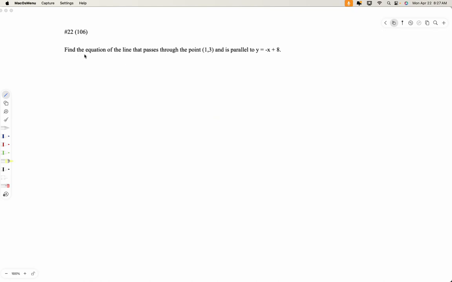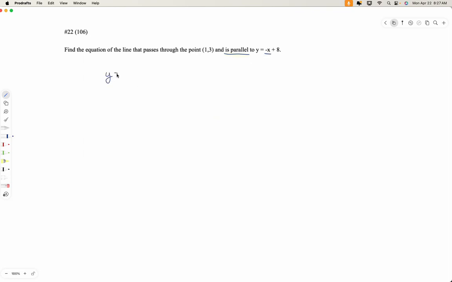All right, so here we have to find the equation of the line that passes through the point (1, 3) and is parallel to y is equal to negative x plus 8. So what this does, we're looking for a line that's parallel. It has to be parallel. Let me get my pen back. So if it is parallel, that means it's going to have the same slope. So this will be the same number.